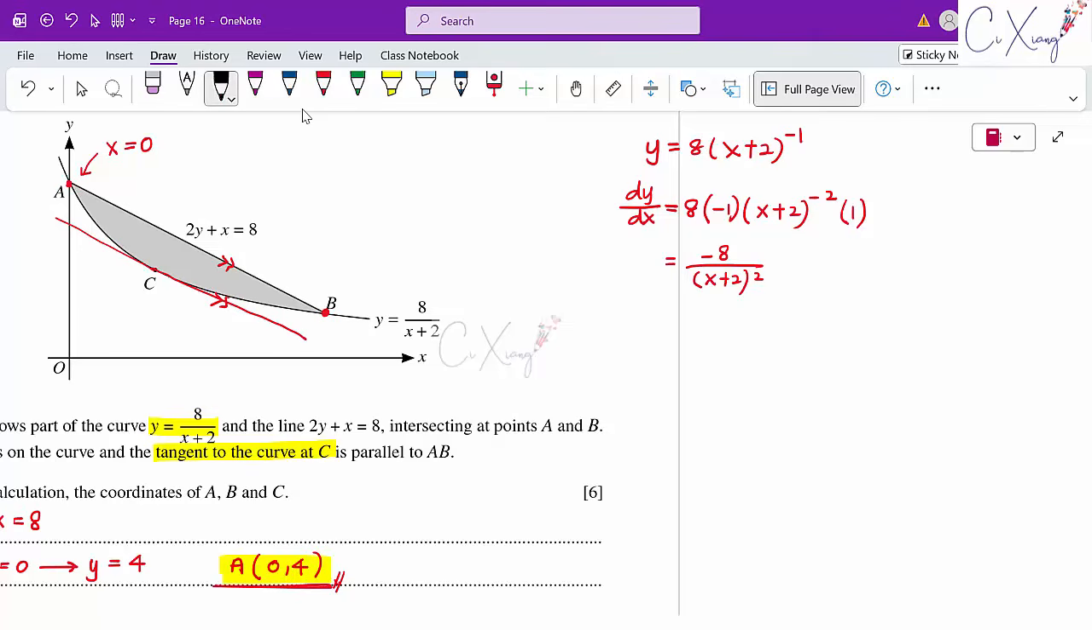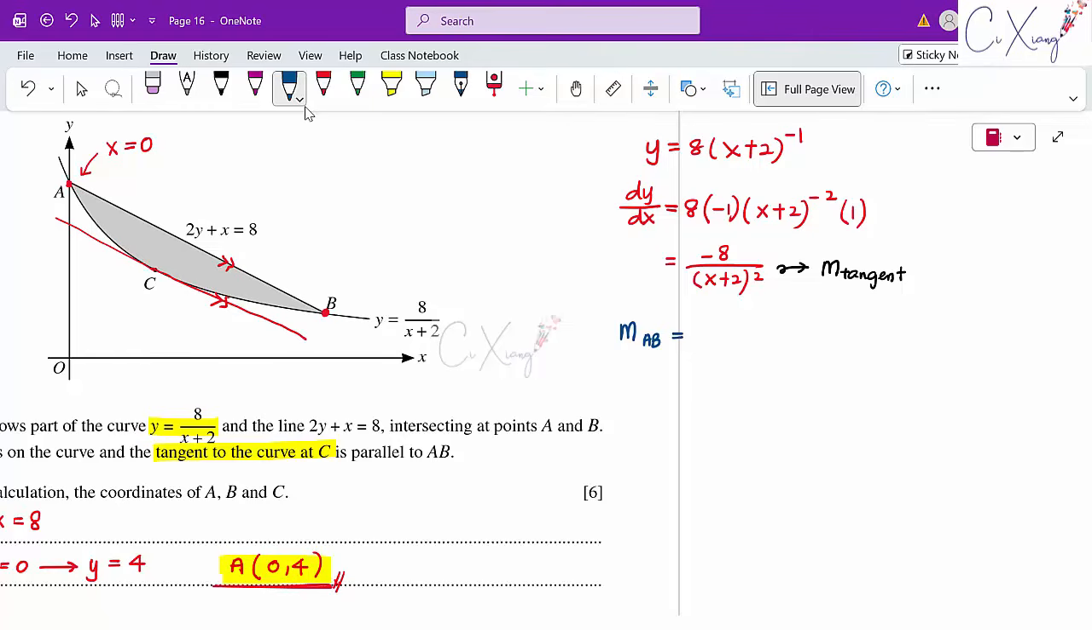Okay, so just to remind you that when you are trying to figure out the dy/dx, this is the gradient of tangent. And what's the gradient for AB? I want to know the gradient of AB now. To get the gradient of AB, you directly use the coordinates that you found just now, right?